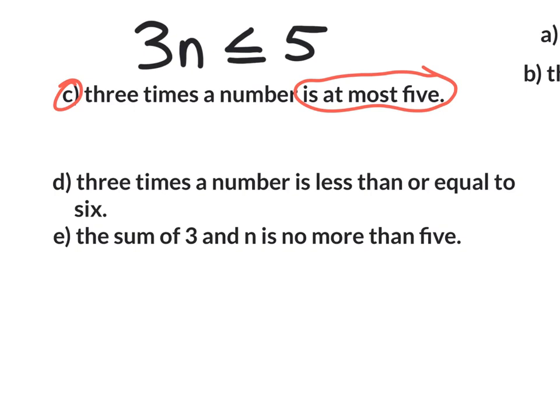Okay. And if you go to option D, 3 times the number is less than or equal to 6. No, because that's a 5 and that's not a 6. And the last one, the sum of 3 and n is no more than 5. Well, that's not the sum, that's multiplication. So the only possible answer here is C. I hope this video helps you guys get better prepared for tomorrow's quiz. Yeah, that's it.